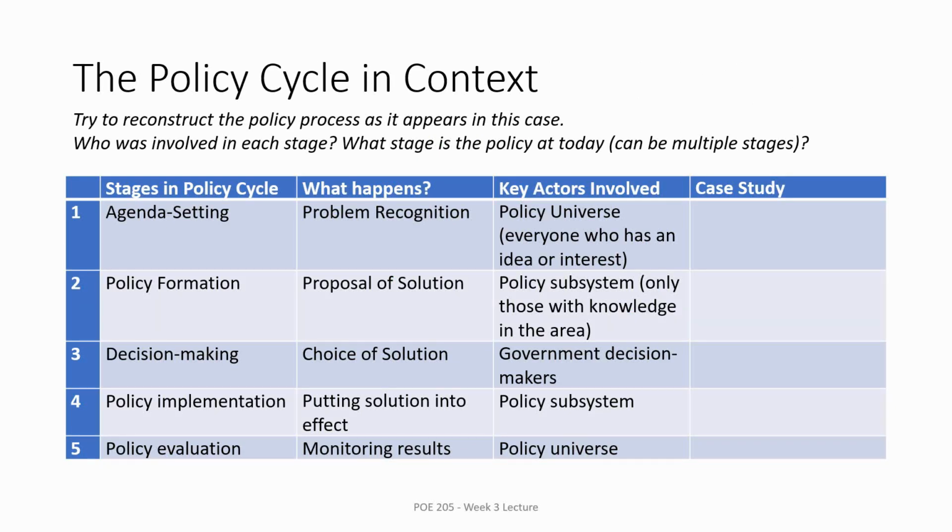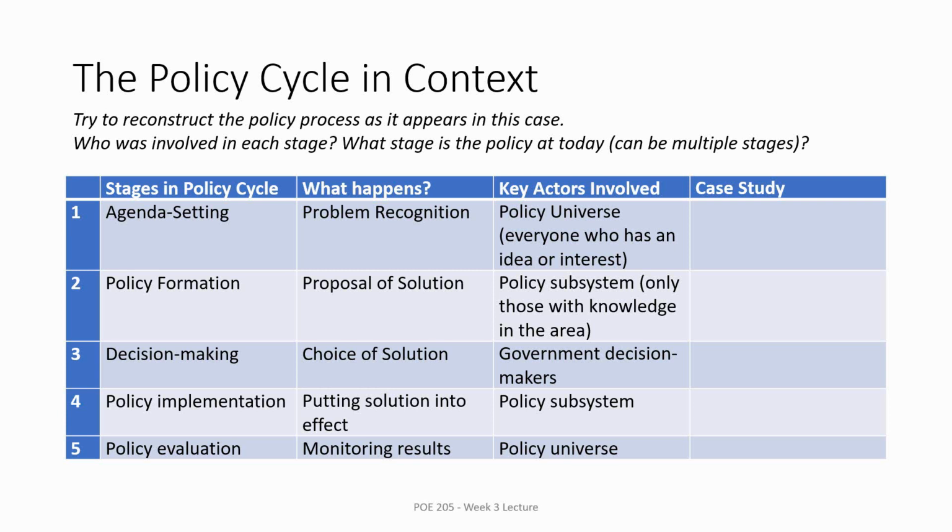Okay, so the first step is what we call agenda setting. So the idea is that you're going to recognize that there's some problem that exists. So for example, we notice that the cadets are way too thin and they are not eating enough food. All right. And so the key actors involved there would be everybody who has an idea or interest. So it would be the training wing, it would be RMC hierarchy, it would be the cadets themselves, it would be the Minister of National Defense, it would be the Food Services Lobby Group, it would be maybe even people from finance.